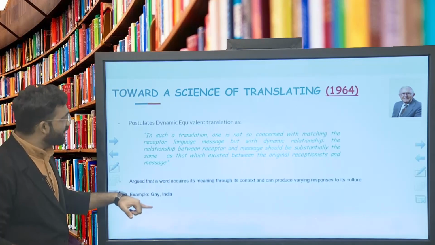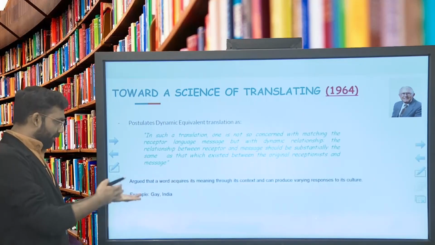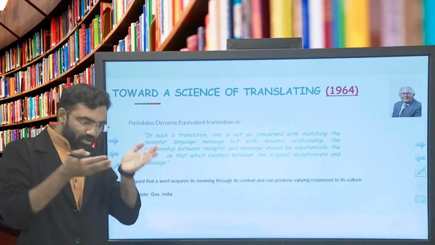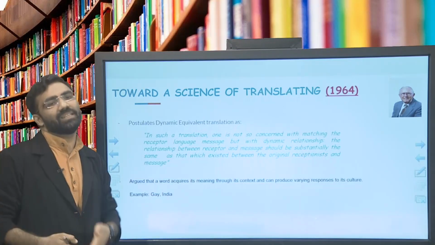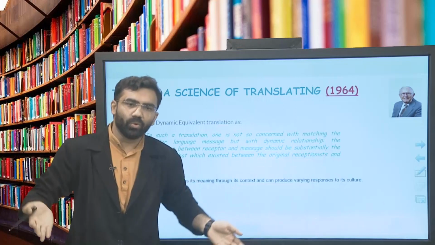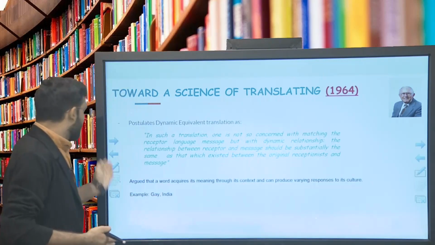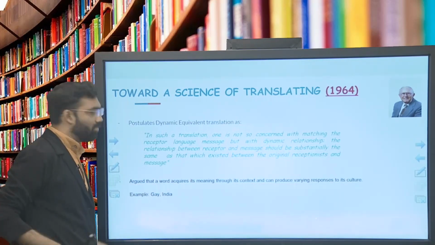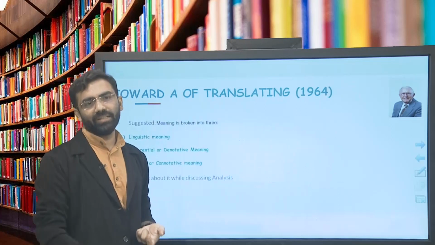He argued that a word acquires its meaning through its context and can produce varying responses in its culture. If you talk about Shakespeare's language, at that time he used the word gay, which meant happy. But today it might not have the same meaning. It might be used for alternate sexualities. Similarly, before partition, India would have included Bangladesh and Pakistan, but the word India has a different meaning today. Are you getting it? A word acquires its meaning through its context. In which context am I talking about India? In which context am I talking about the word gay? Its context can produce varying responses in its culture. Words should be read diachronically.